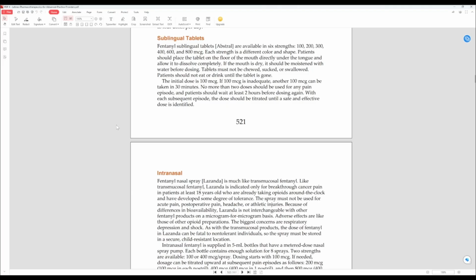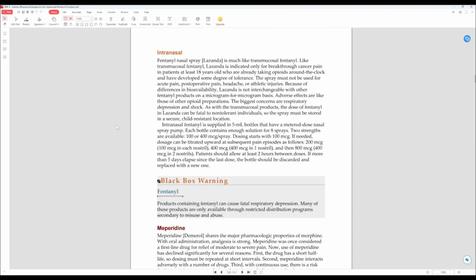No more than 2 doses should be used for any pain episode, and patients should wait at least 2 hours before dosing again. With each subsequent episode, the dose should be titrated until a safe and effective dose has been identified.